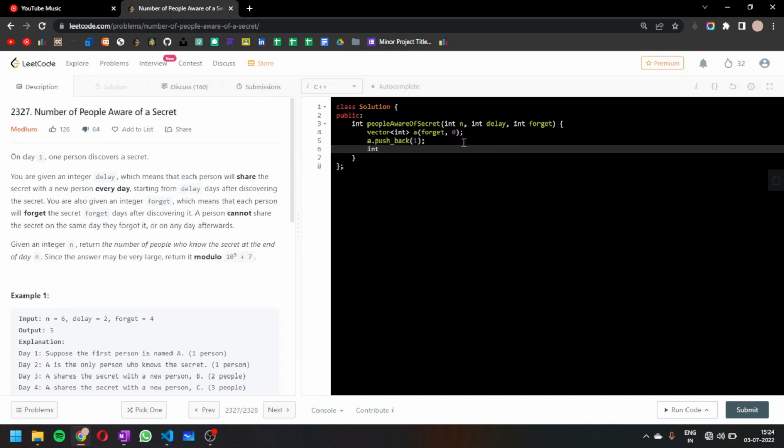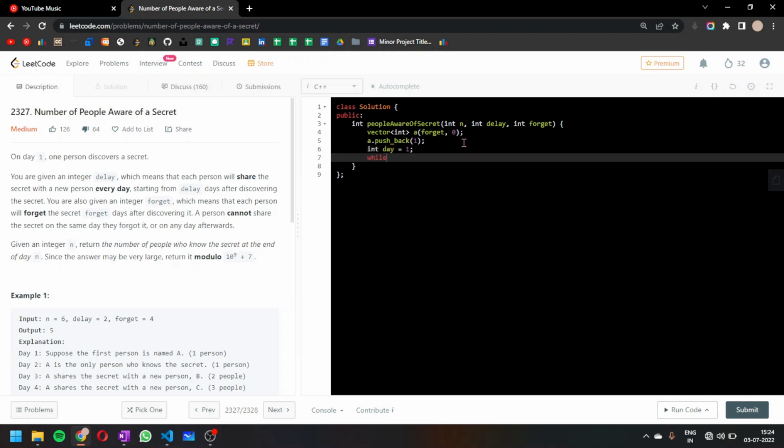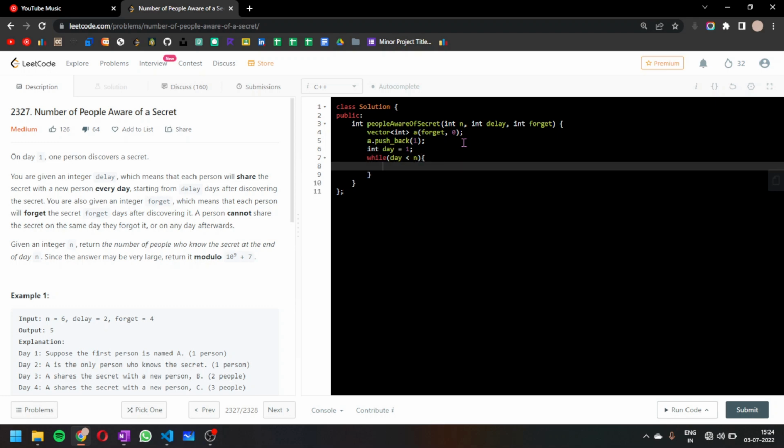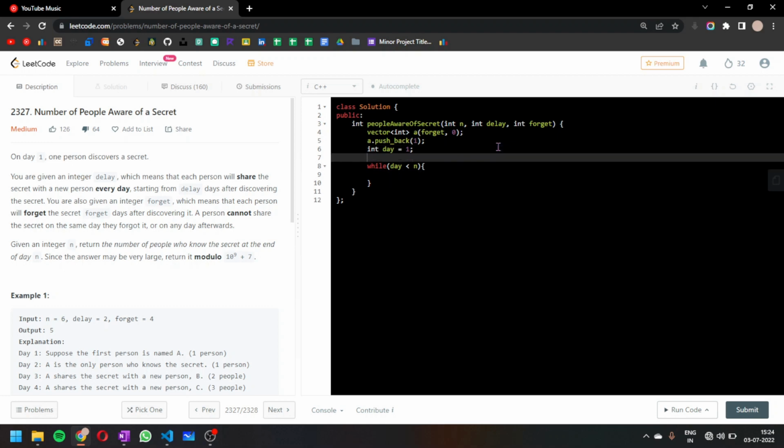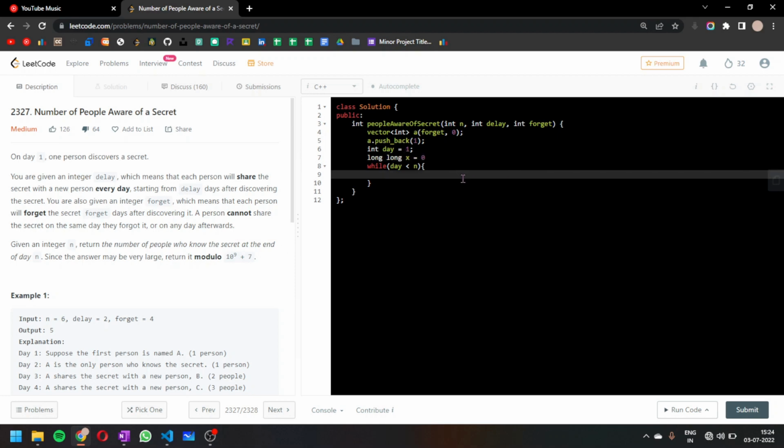Now we are at the first day. Initially our day is first, so day equals 1, and while day is less than n, where n is the total number of days, what we are going to do is also make a variable x. So initially int x is equal to 0, and because the answer could be very large, we are going to make this long x. Another thing we are going to do is directly push back.